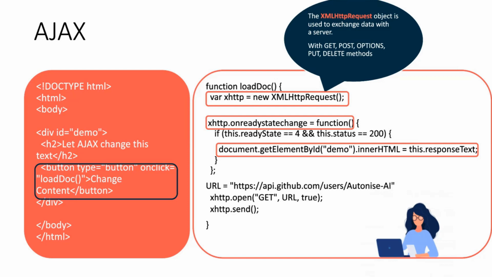We will use an xhttp.open. In this, the method we want to use is get method, then the URL, and the true specifies that the Ajax is actually asynchronous mode. We have made this connection. Now send a request with the help of xhttp.send. Let's try to run this code and understand how Ajax is actually asynchronous.